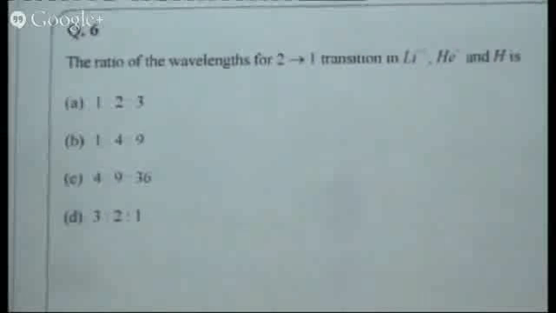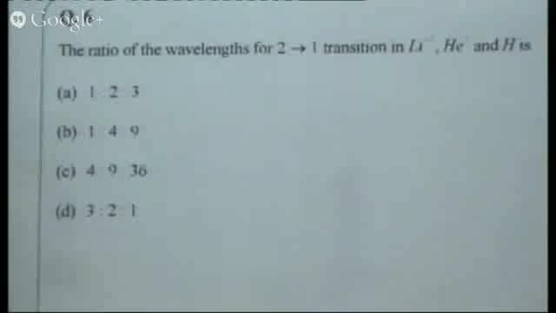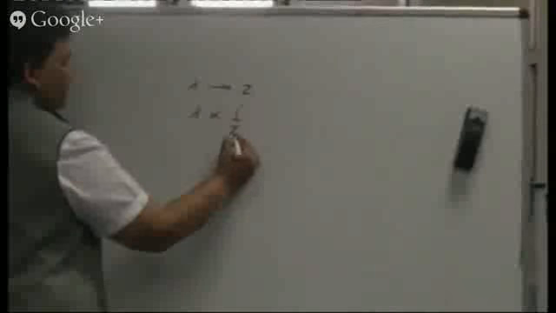Tell me the ratios of the wavelengths from state 2 to state 1 transition in Li+2, He+1, and hydrogen atom. I want the ratio. Can you tell me the ratio? The transition is same, n1 and n2 are same. So if you have to find the relation, what is the relation you actually need? The relation between lambda and Z. By the way, what is the relation between lambda and Z? Who can tell me? Lambda is inversely proportional to Z square.